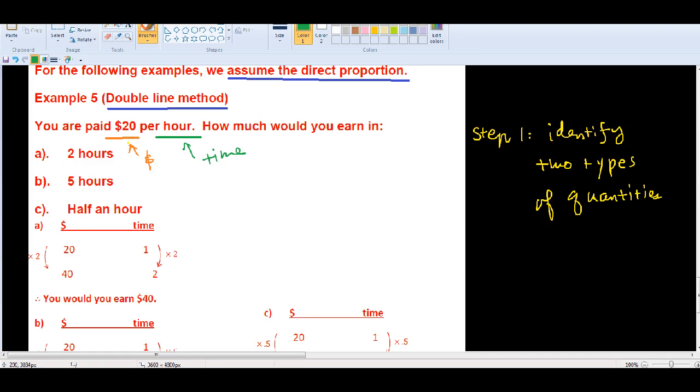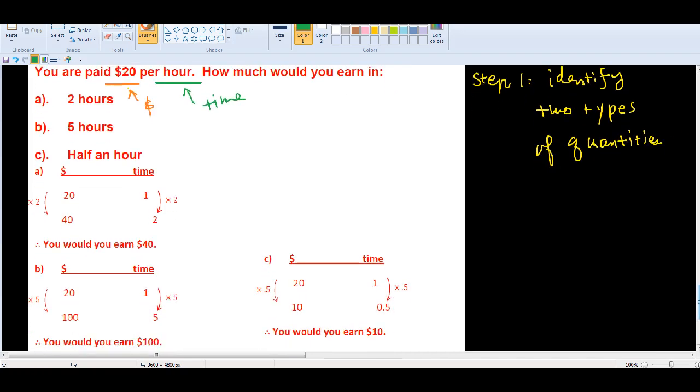So that will give you the first pair of values for the two quantities. And then you are going to find 2 hours. How much are you going to be paid? Each hour you are paid $20. How about 2 hours? If you are quick enough, you know that should be 40. But what do we mean by double line method?